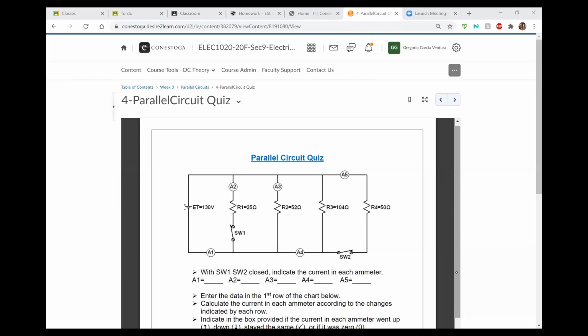From this circuit, we have a power source, which is 130 volts. We have to keep in mind the three different rules that we were talking about, okay? So I'm just going to write them here so we can refer to them in case we need to. And I'm just going to use two resistors for now, okay?